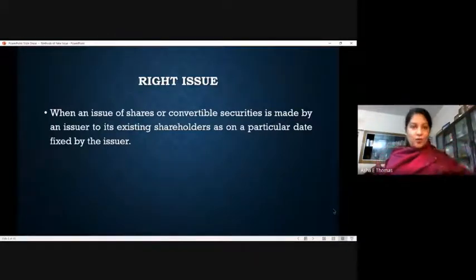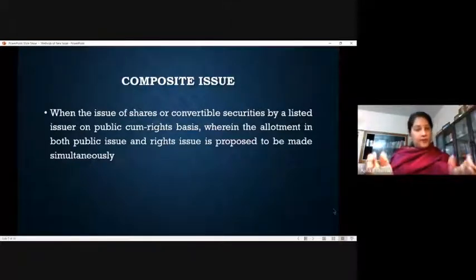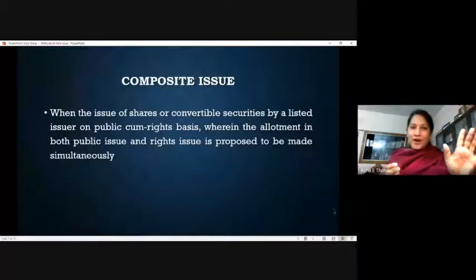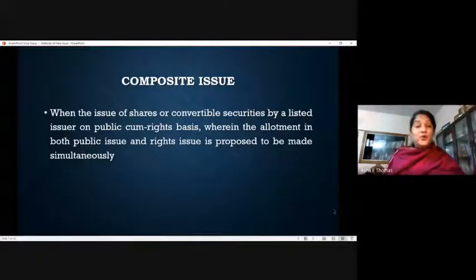Now the next one which we would be discussing is composite issue. As I said, when the company is planning for an issue, part of it will be going as public issue, and the next part they will be thinking about going with the right issue. So when there is a combination of right issue and public issue, we call that composite issue.